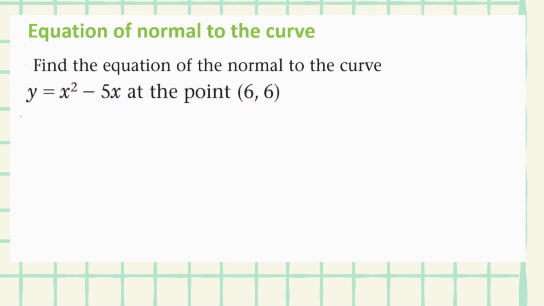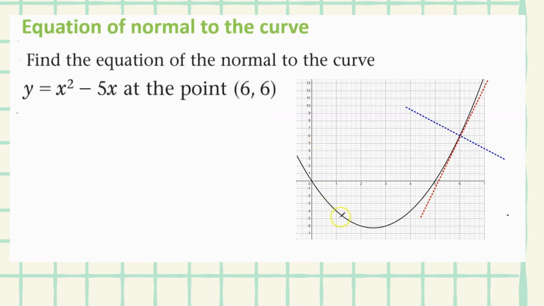So I've made a sketch of the curve here. The curve is y equals x squared minus 5x, drawn here. Now at the point (6, 6), on the x-axis we identify 6, and on the y-axis we identify 6. So the point is exactly at this point here. Now we first draw the tangent, which is a straight line that touches the curve at the point (6, 6).